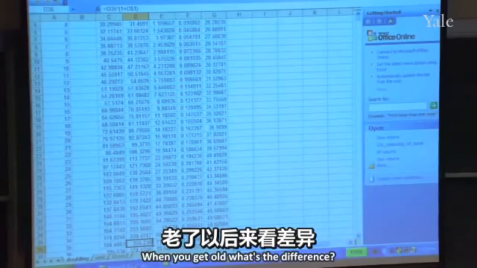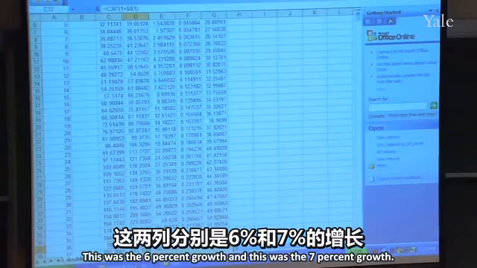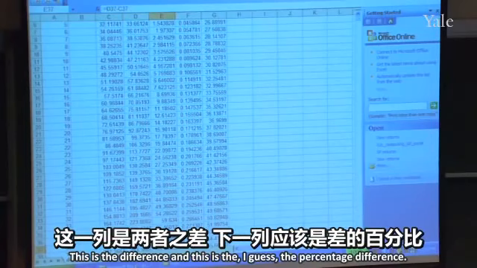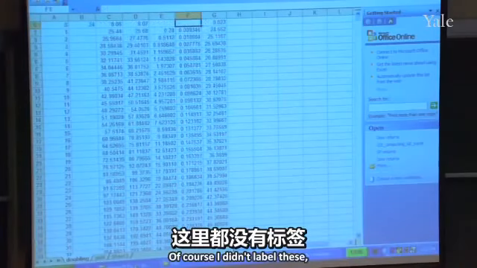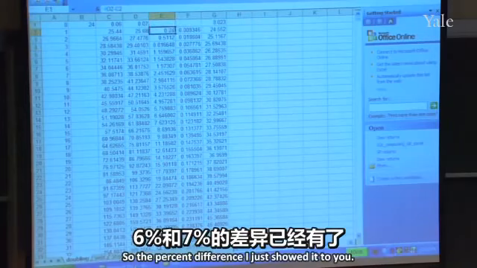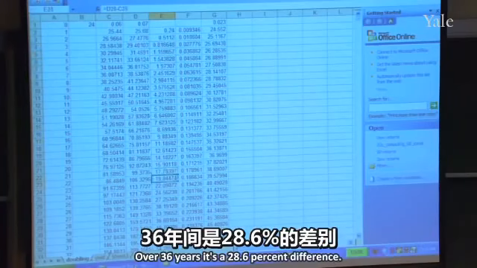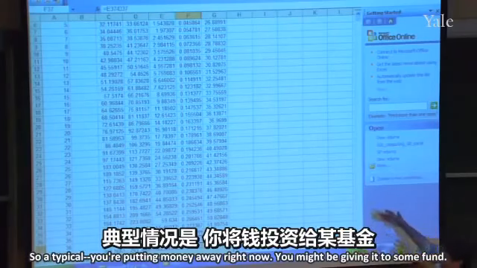When you get old, what's the difference? This was the 6% growth, and this was the 7% growth. This is the difference, and this is the percentage difference. So it's 28%. Over 36 years, it's a 28.6% difference.